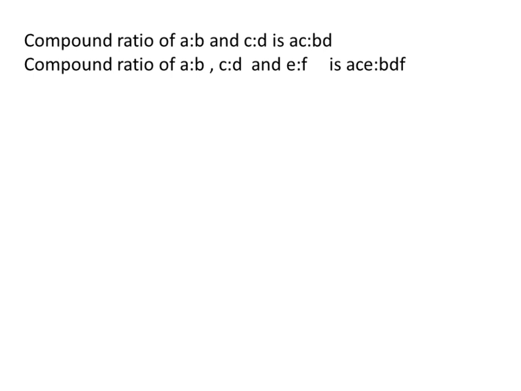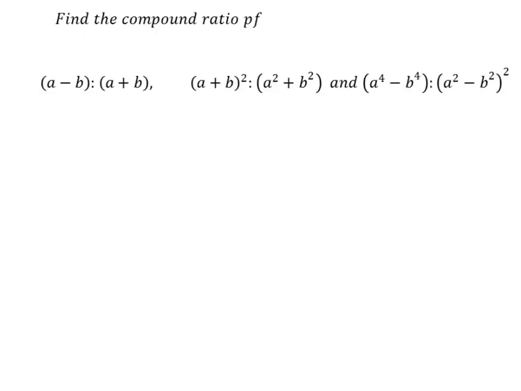Now I am taking an example on this. Find the compound ratio of A minus B is to A plus B, into A plus B whole square is to A square plus B square, and A power 4 minus B power 4 is to A square minus B square whole square.